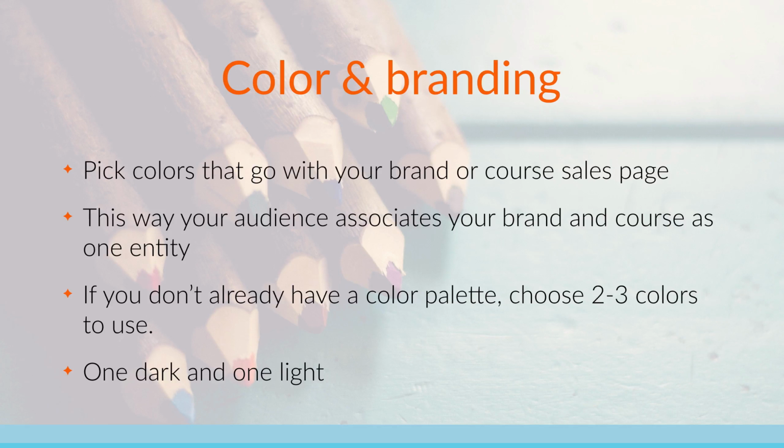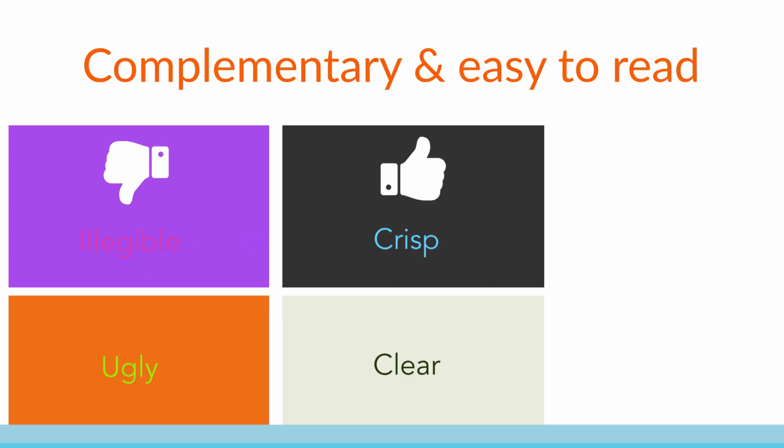If you don't have a brand or color palette picked already, that's okay. Picking colors for your slides is a really easy place to start. Choose 2 to 3 colors to use throughout your slides. Pick one dark and one light color because they stand out the best when used together, and then pick a third complementary color to use for emphasis, either in important text, as a background color, or in design elements, just like these blue bars at the bottom of every slide.